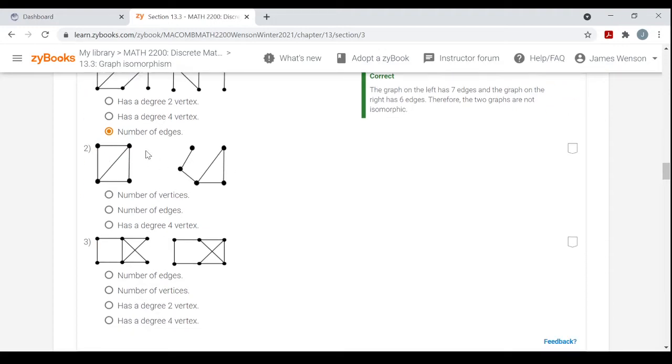Now this graph has 4 vertices, and this one has 5 vertices. Again, these graphs can't be isomorphic. There's no way to set up a bijection between 4 vertices and 5 vertices.